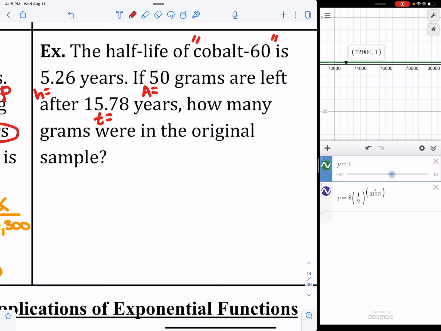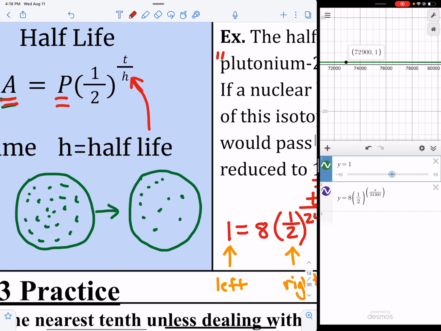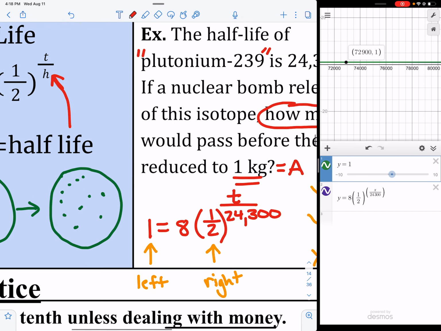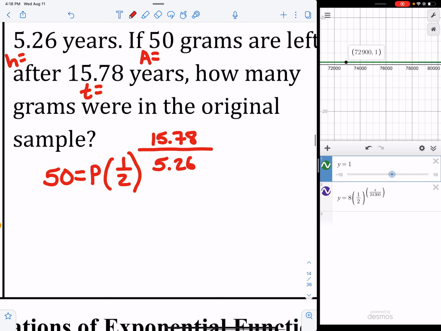All right, so let's plug in. The final amount was 50. Initial amount is what we're looking for. We have a base of 1/2, and then we need to put time, which is 15.78 over the half-life, which is 5.26. Just like our formula said over here. So time over half-life is our exponent.